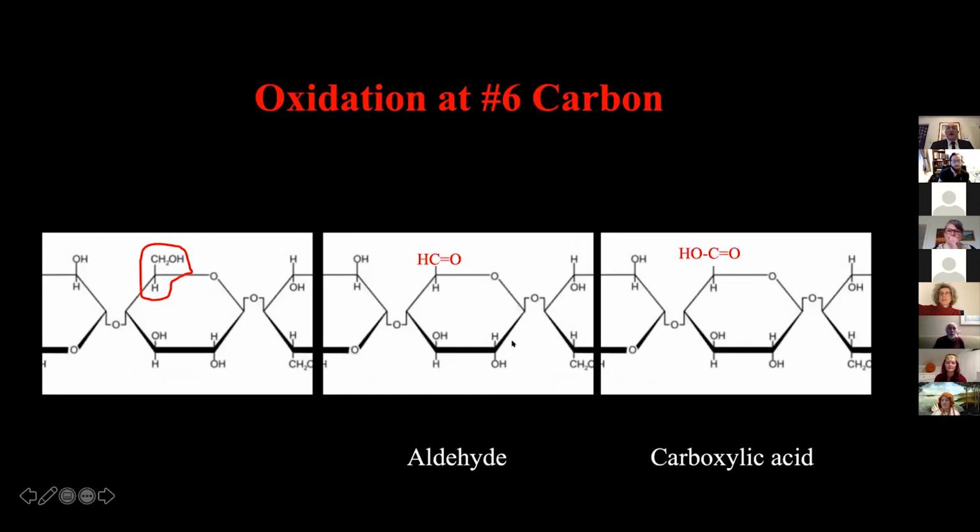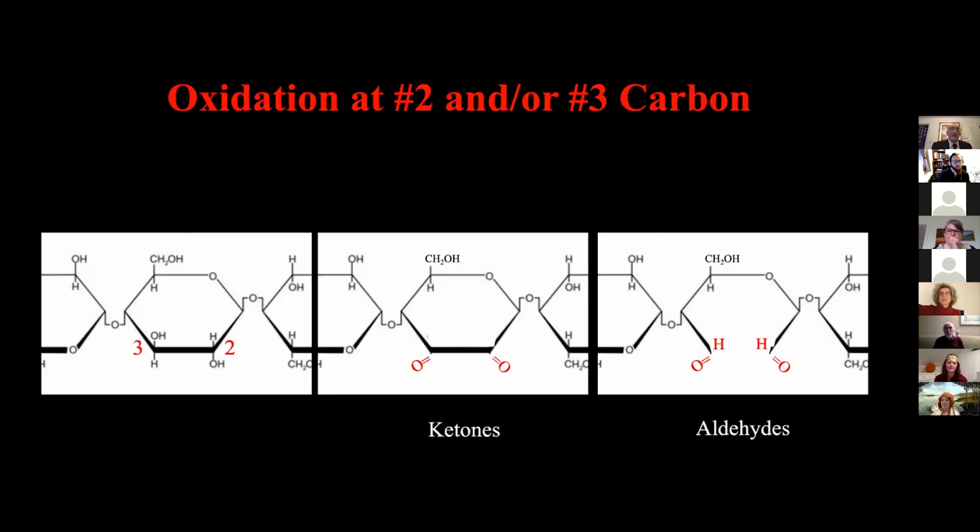We can also oxidize that number 6 carbon and go to an aldehyde or even all the way to a carboxylic acid. And this is what will make that cellulose more water soluble, by oxidizing that hydroxide to a carboxylic acid. We can also oxidize at the number 2 and 3 carbons and go to ketones or aldehydes. We can break that bond, further oxidizing.